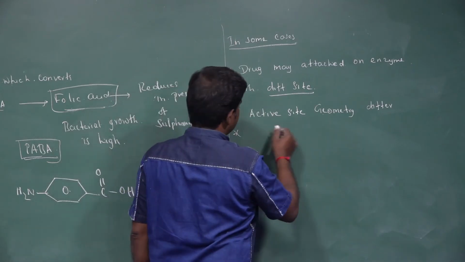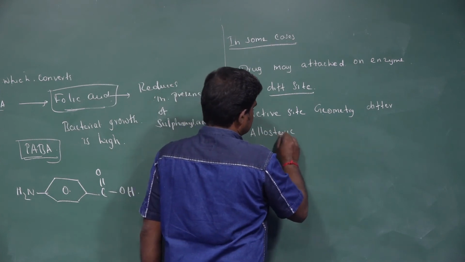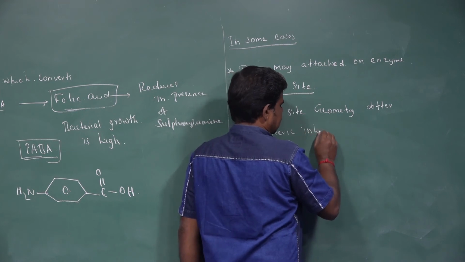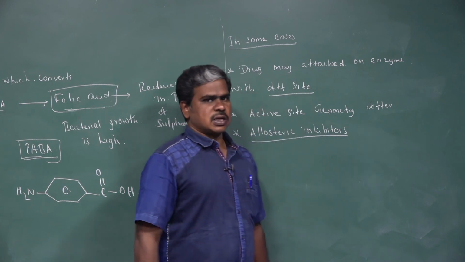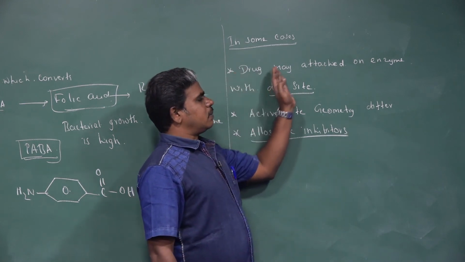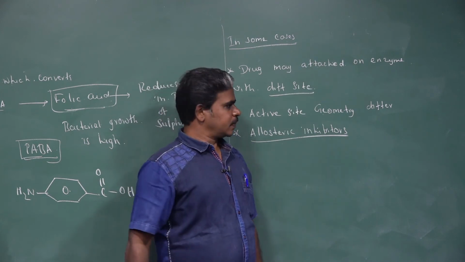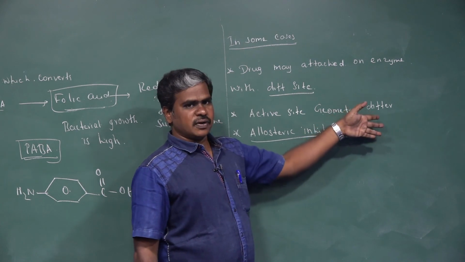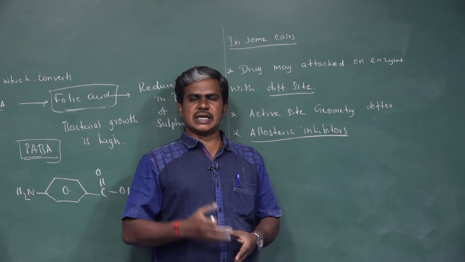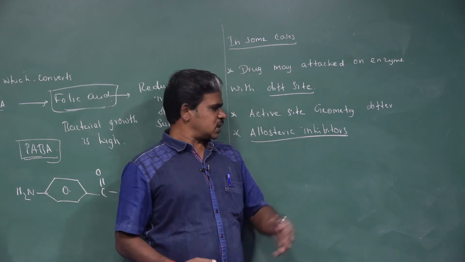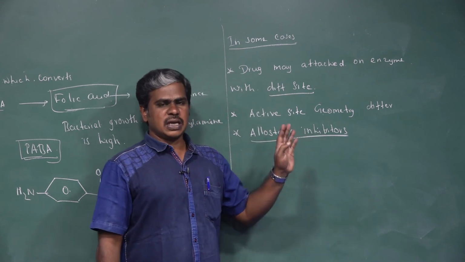This type of drug is known as an allosteric inhibitor. That is, the drug may bind at a different site on the enzyme, known as the allosteric site. So the geometry is different, so that para-amino benzoic acid is not attached to that DHPS, and we get the allosteric inhibitor or allosteric drug.